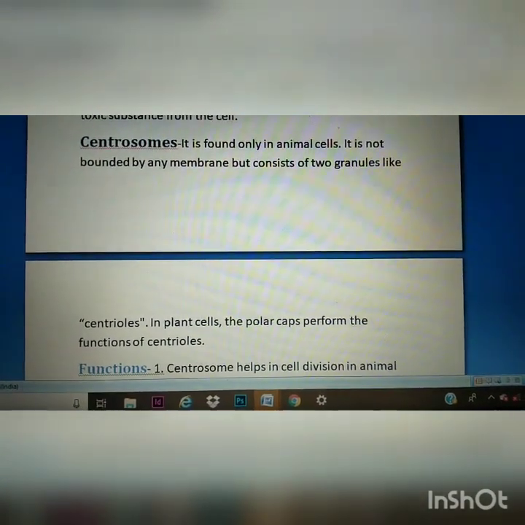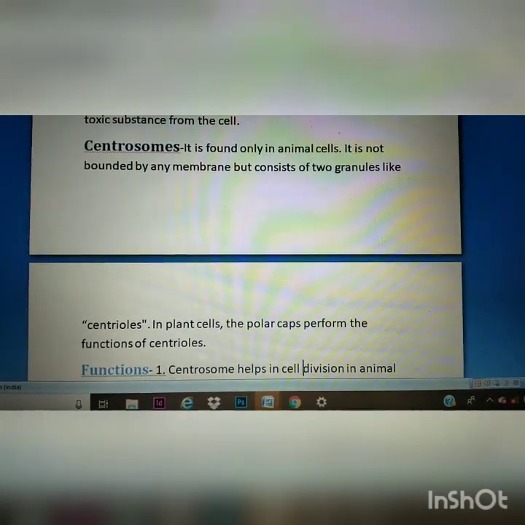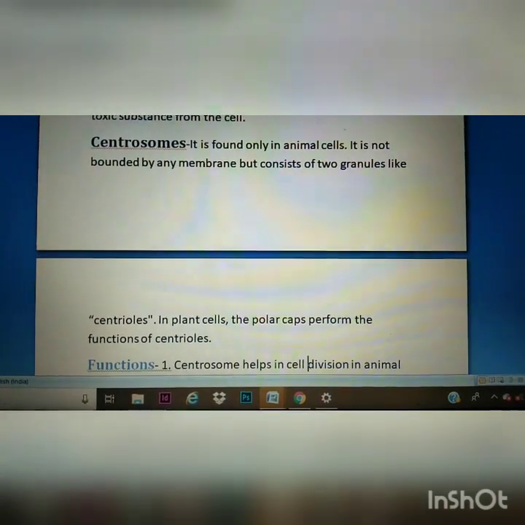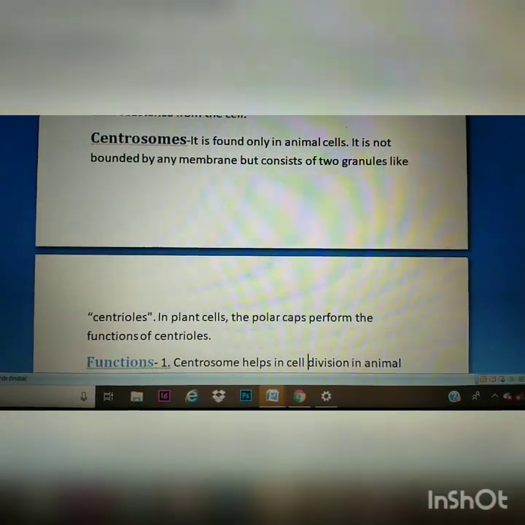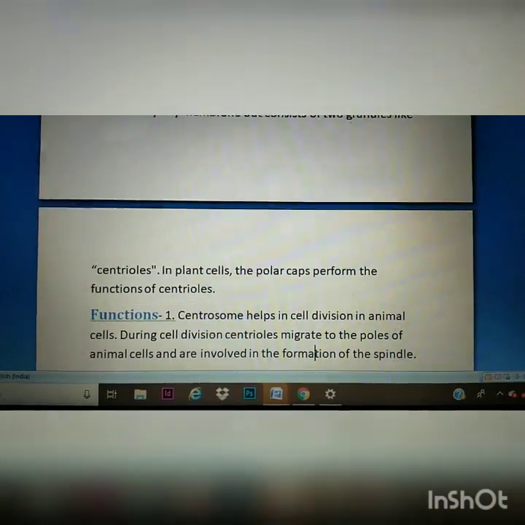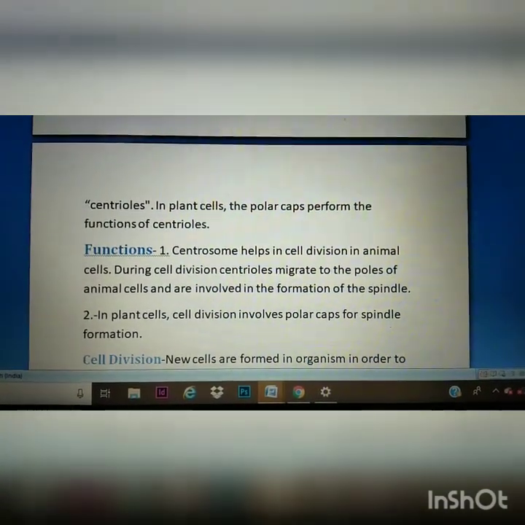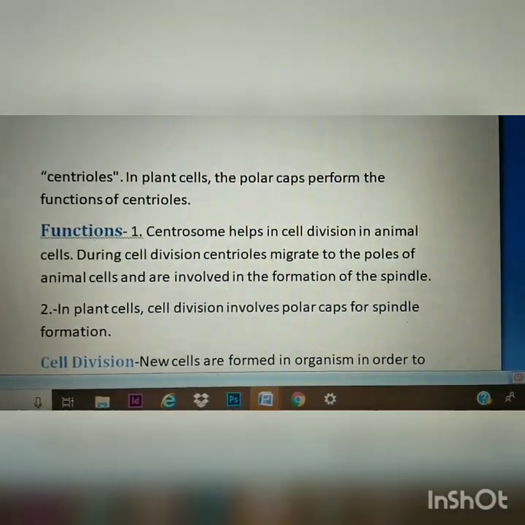There are two centrioles present inside the centrosome. Now in plant cells, the polar caps perform the functions of the centrioles. Okay, now what are the functions of the centrosome?